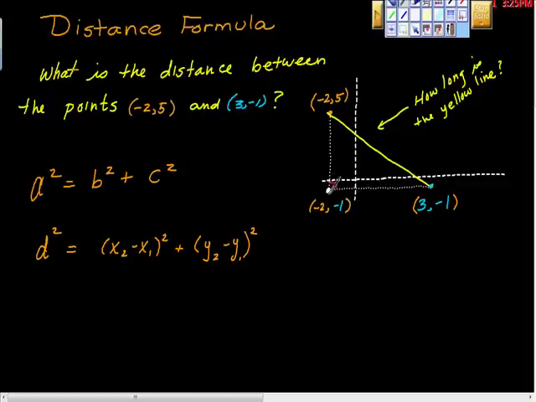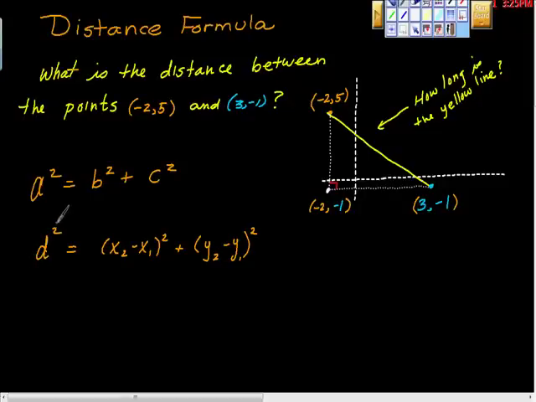And then we want to figure out what's the length of this side. And the length of this side, this height, starts at 5 and goes all the way down to negative 1. And how far is it from a height of 5 to a height of negative 1? Well, the total distance is 6, isn't it?